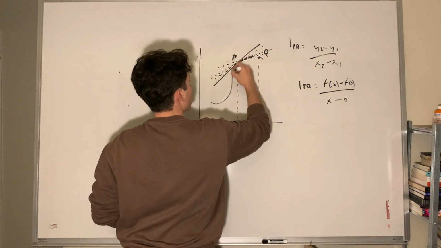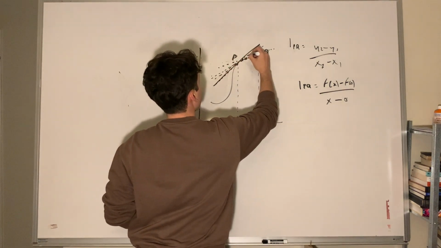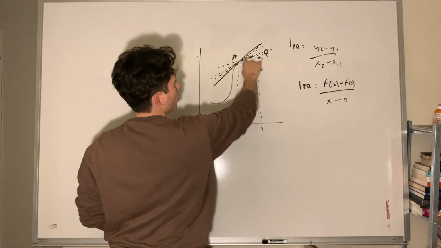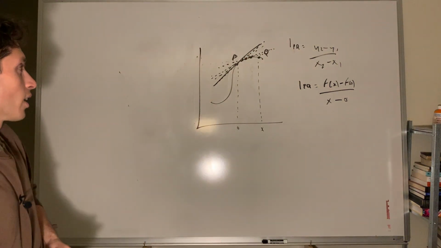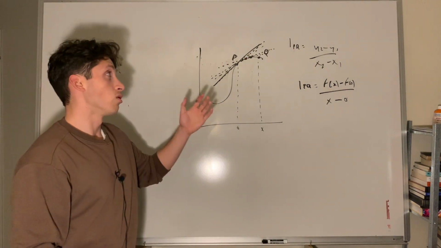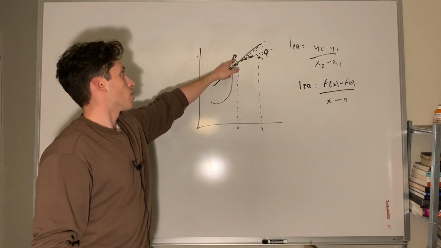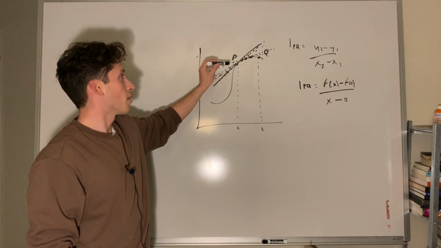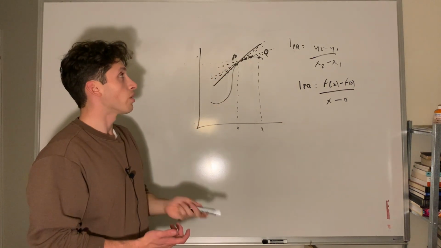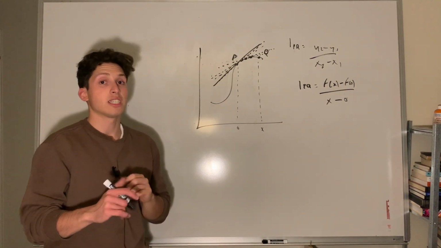We get it even closer. It's almost identical, right? Just by a few centimeters in this case. So this tells you something: as the point Q approaches the point P, which is very, very close to P, our goal here is to know the slope of the tangent line at P.